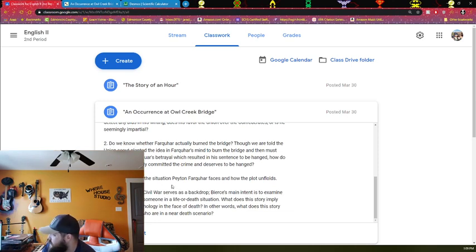Number 3, please describe the situation Peyton Farquhar faces and how the plot unfolds. So what is actually happening to him in this story? Why is he at the bridge? Why are there so many people there? What are they getting ready to do to him? What happens to him? What's running underneath him?